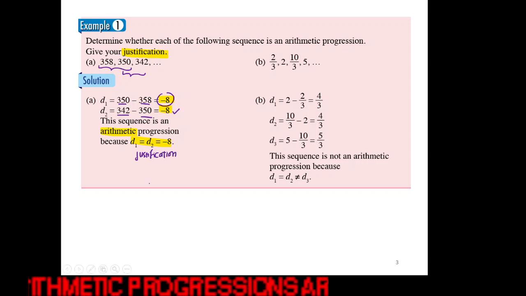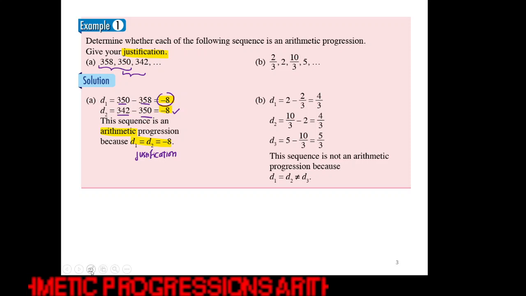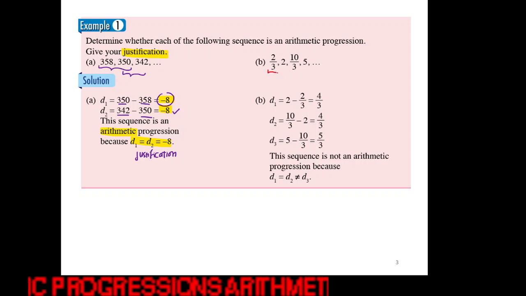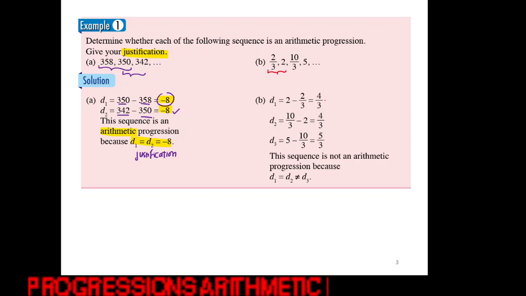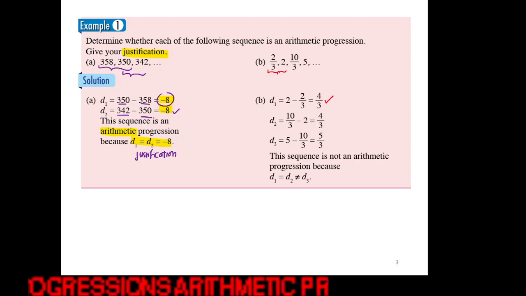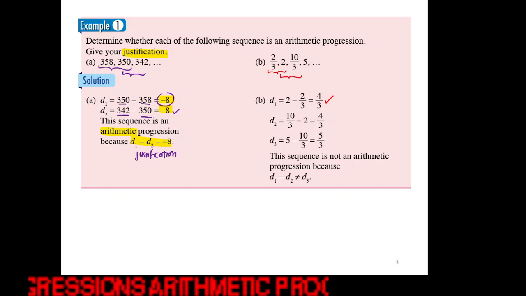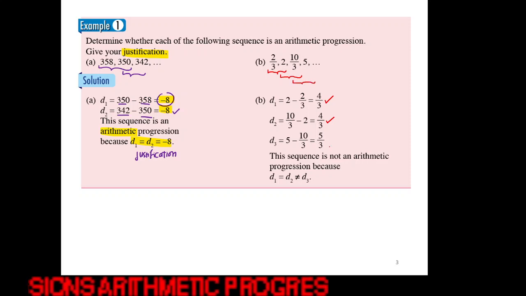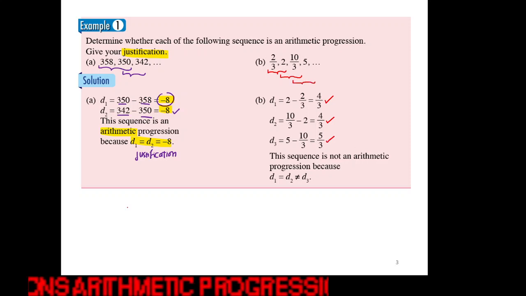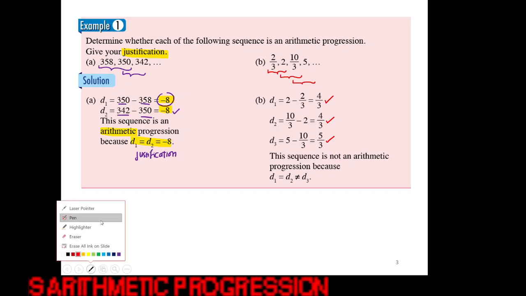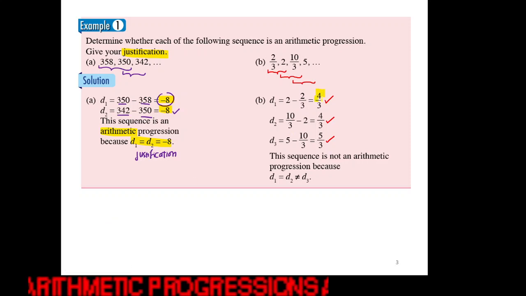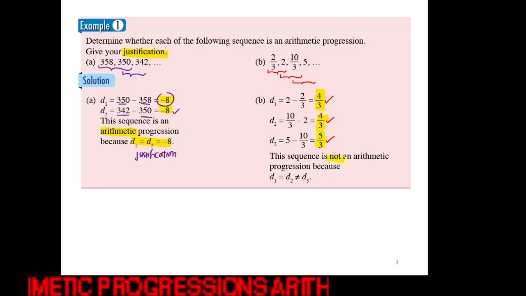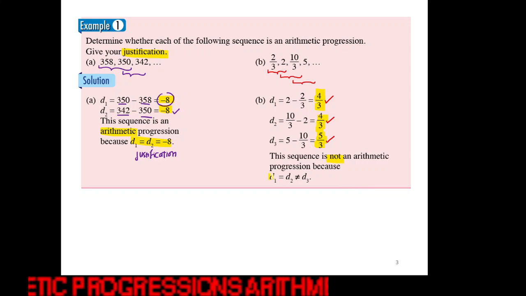So let us look at the second example. We take the first two terms of the sequence, find the difference, and we obtain 4 over 3. Second pair, we obtain 4 over 3 as well. And the third pair, we obtain 5 over 3. So when you look at the common differences, they are not the same. Thus, this sequence is not an arithmetic progression due to this reason.